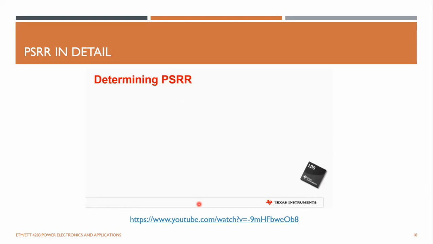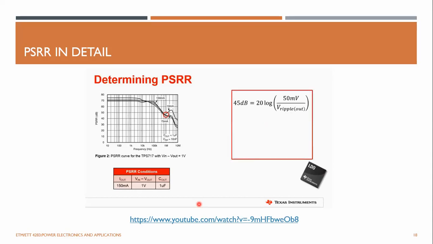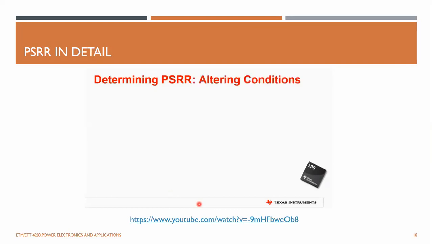Another way to determine the PSRR is to consult the PSRR versus frequency plot that can be found on the datasheet. This particular graph is for the TPS717 with a delta between Vin and Vout of 1 volt. Now, assuming that these conditions match your own, your PSRR value will be 45 decibels. Now, using equation 1, you can then solve for your attenuation factor, which in this case would be 178. This means that you can expect the 50 millivolt ripple at the input to be reduced down to 281 microvolts at the output.